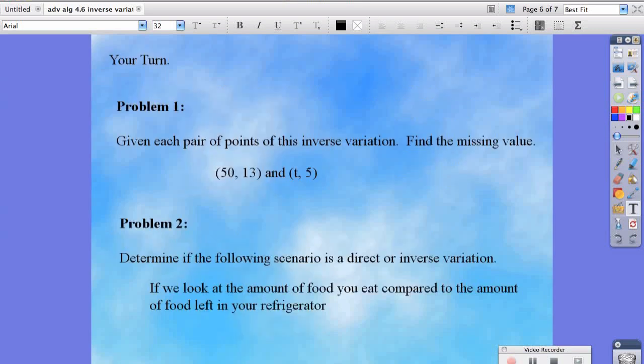Now, it's your turn. Try to do problems 1 and 2 and post your answers to Edmodo. The first person will start it, and everyone else will just reply to that thread.